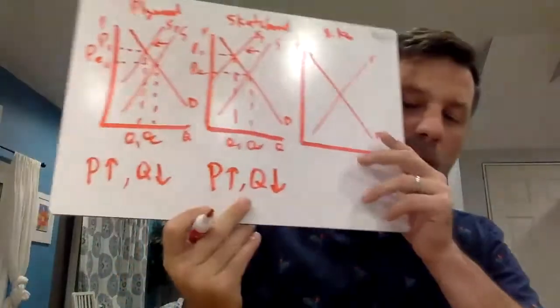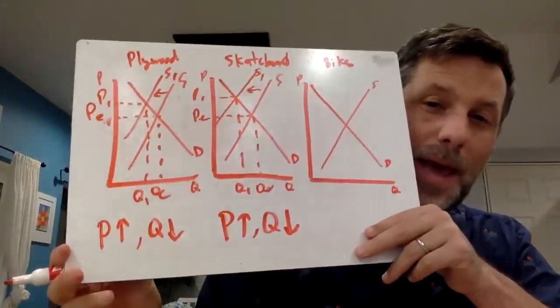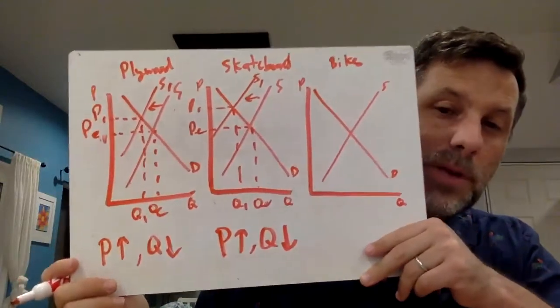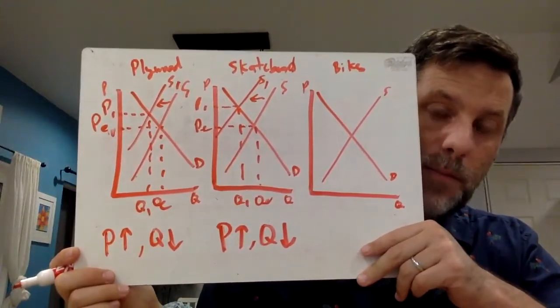Find my new equilibrium. Figure out what happened to price and quantity. All right. And we see here, we have price going up again. So now let's look at our third market, bicycles, right?